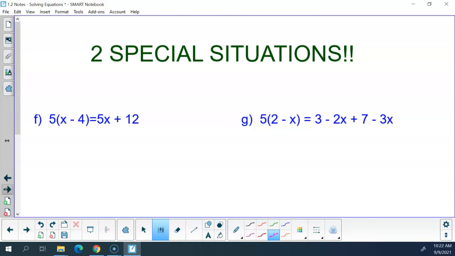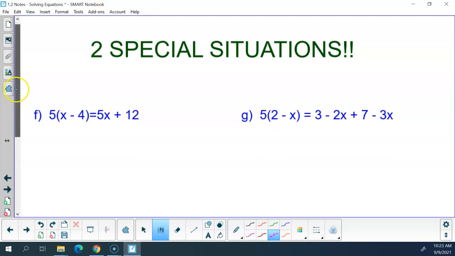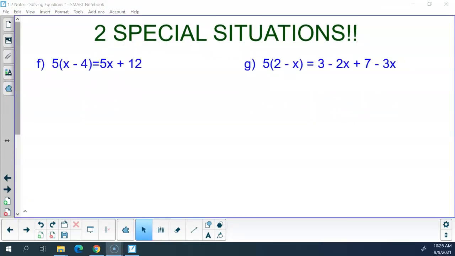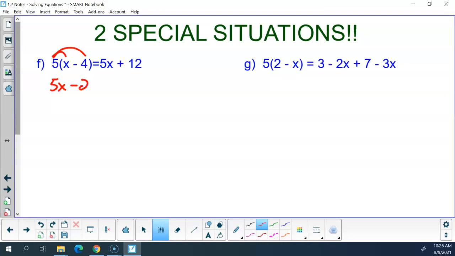Try these two special situations, and let's talk then a little bit about what they mean. Okay? So on the left one, we'll take the left one first. What should we do first? Distribute the 5 in. Okay? So that's going to give me 5x minus 20, and that's going to equal 5x plus 12.